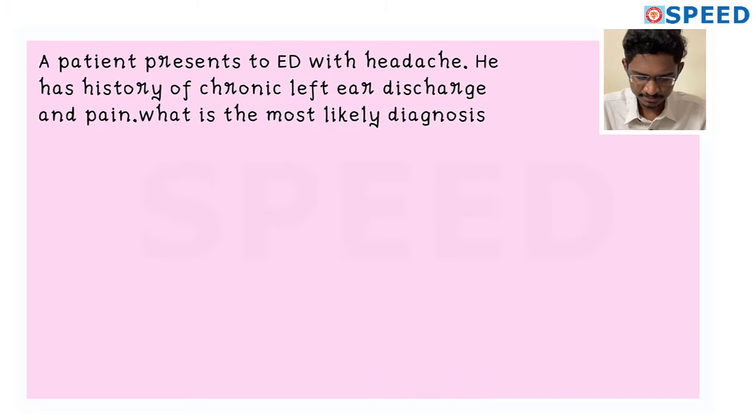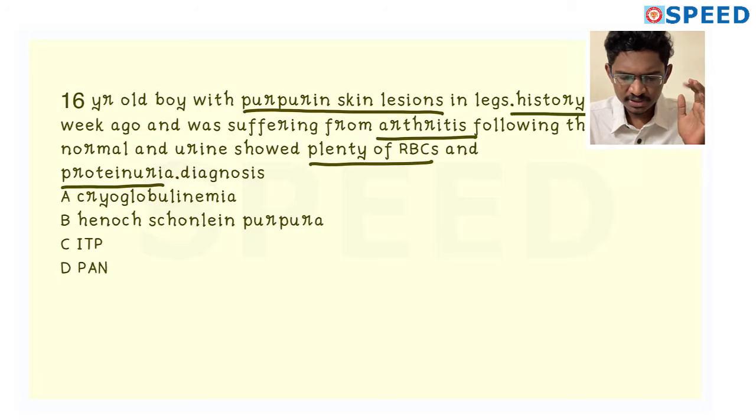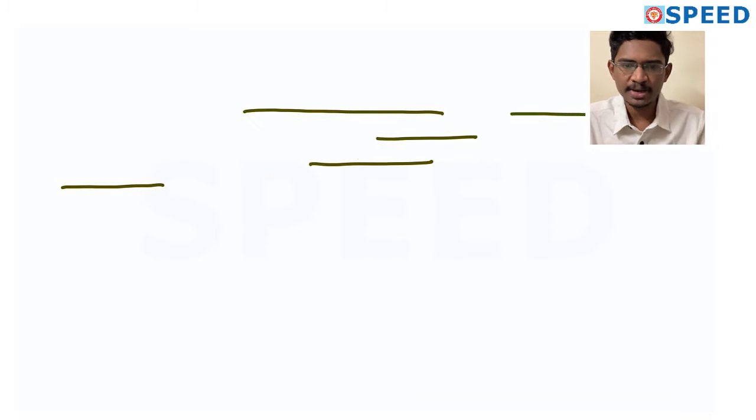Okay, next. A 16-year-old boy complains of purpuric skin lesions in the legs. He had a history of URTI a week before and was suffering from arthritis following that. CBC was normal. Urine showed plenty of RBCs and proteinuria. Following could be the diagnosis: cryoglobulinemia, Henoch-Schönlein purpura, ITP, or polyarteritis nodosa.